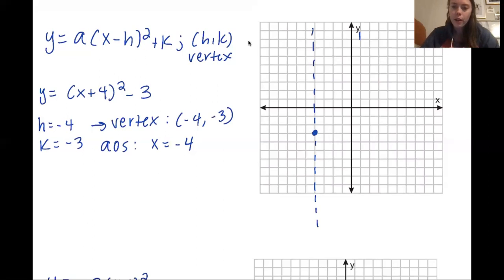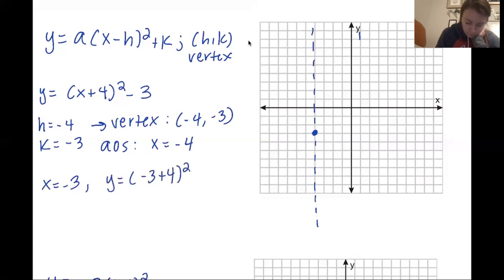The way that we found a point in the past is we just plug it into the equation. So I'm going to use a point that is close to our vertex. I'm going to plug in x equals -3 because that was close to the x value of our vertex, which is -4. So I'm going to do y equals (-3 plus 4) squared minus 3. This equals 1 squared minus 3. 1 minus 3 equals -2. So our additional point is (-3, -2).